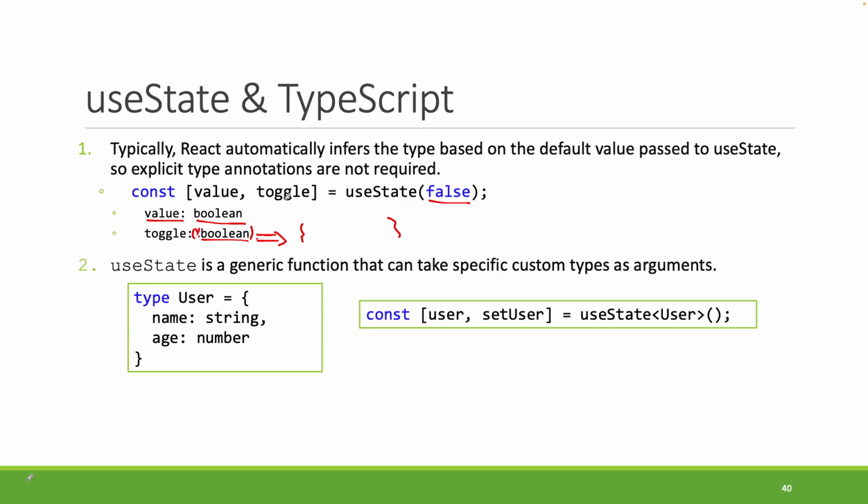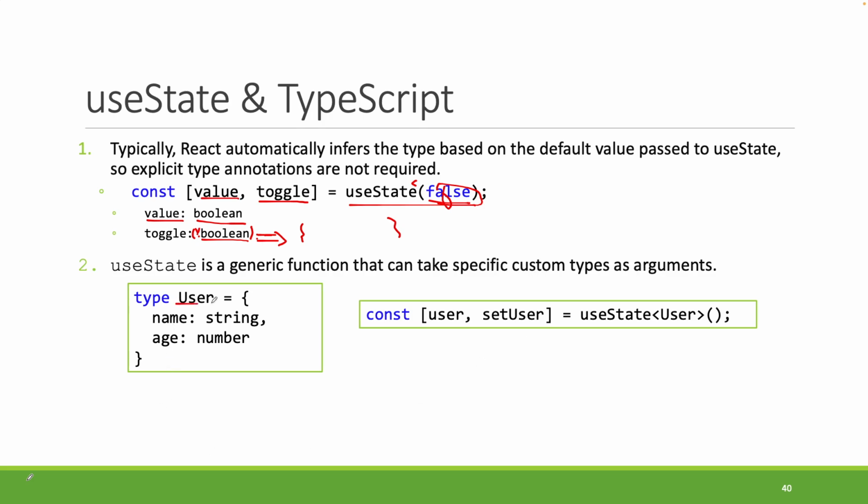And in our demo, the first one is the number 0. So the value count here is 0, and the setter expects a parameter, you have to give a number, okay? So it will infer based on the initial value. useState is also a generic function that can take a specific custom type of arguments.